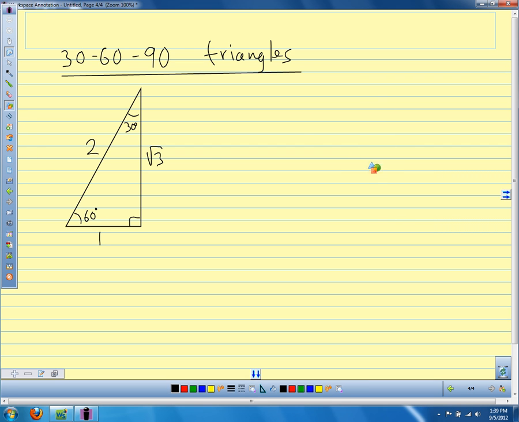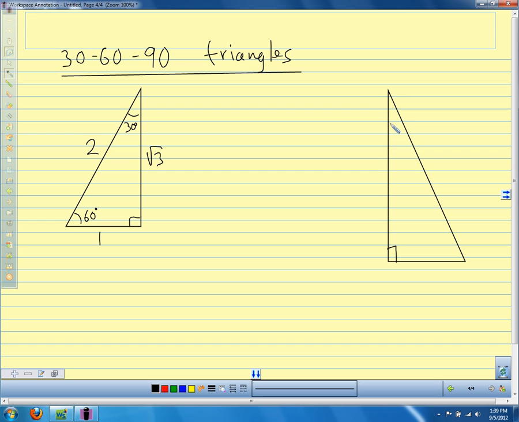So let me draw another one. Our general 30, 60, 90 triangle. If this is our short side, this side is going to be the short times the square root of 3, and this is the short times 2. So no matter what the side lengths are, these relationships are going to be true in a 30, 60, 90 triangle.